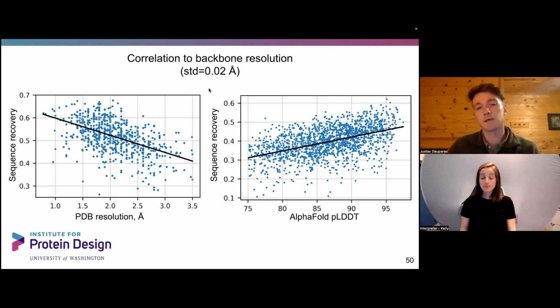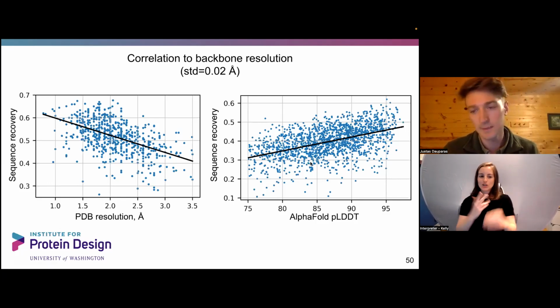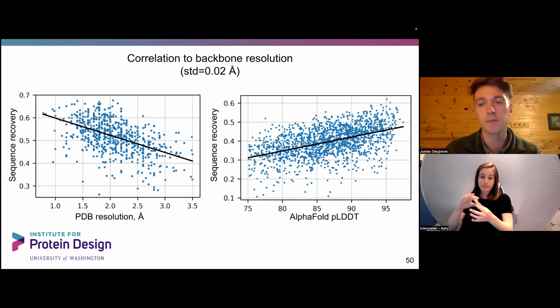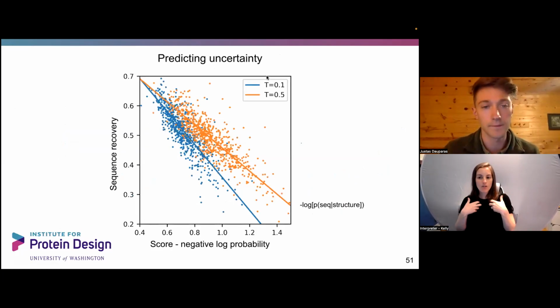Also, these models are sensitive to the backbone resolution. So whenever someone is reporting sequence recovery, you have to check what the backbone resolution is. This is showing the sequence recovery as a function of the PDB resolution, and there's a clear trend, for example, 3 angstrom resolution protein versus 1 or 1.5 angstrom resolution protein. Exactly the same story goes with AlphaFold models. The more confident AlphaFold is about the structure, maybe it's closer to the crystal structure because it was trained on crystal structures, the higher sequence recovery ProteinMPNN can give.